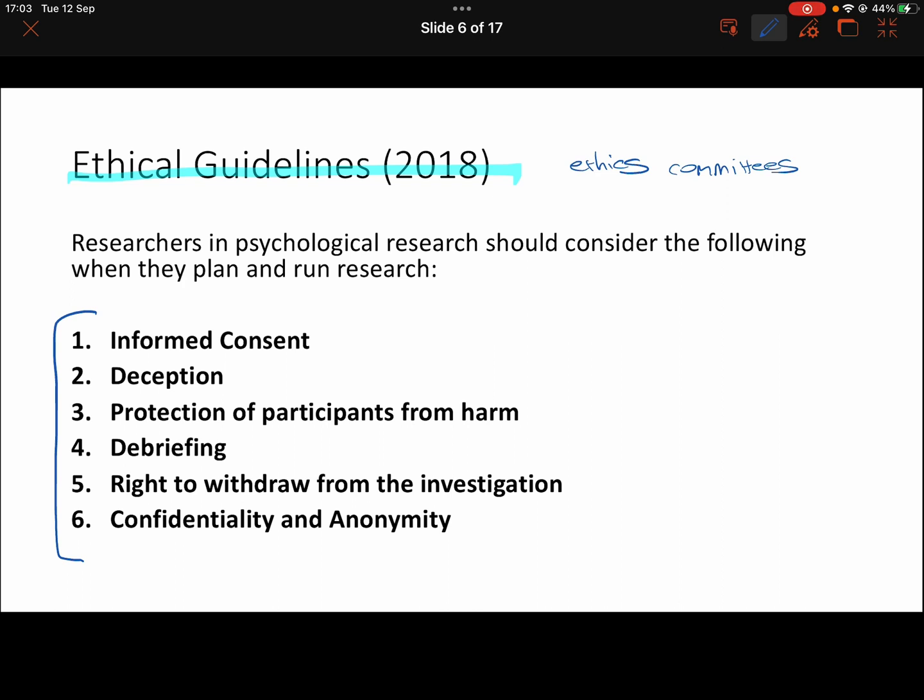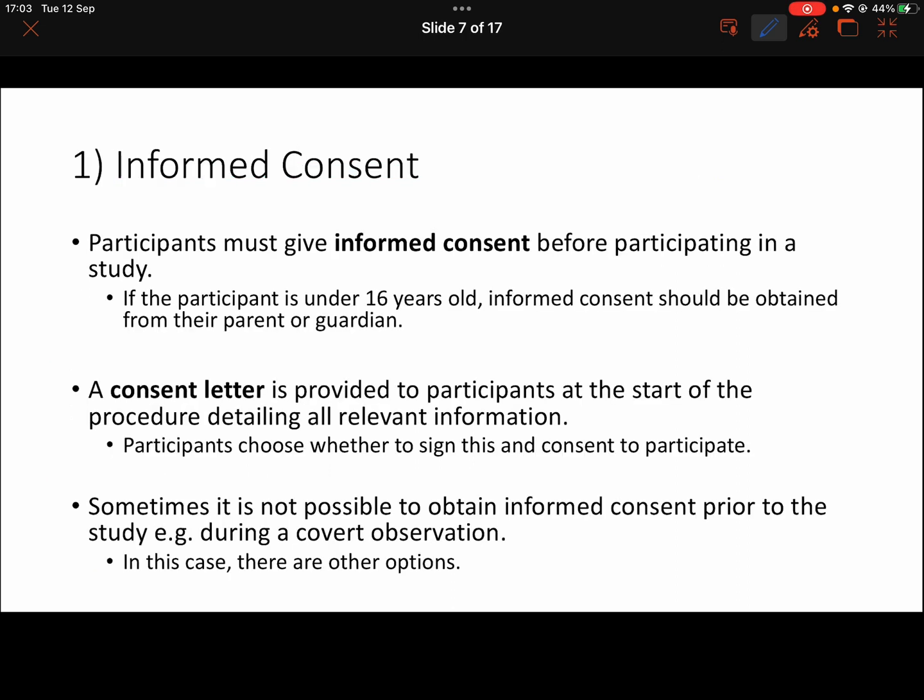So for the rest of this video, we're going to be looking at some of the major ethical issues that psychologists might face and look at ways of dealing with them in accordance with these guidelines that have been set out by the professional psychology organisation in the UK, the British Psychological Society. So the first one is informed consent.